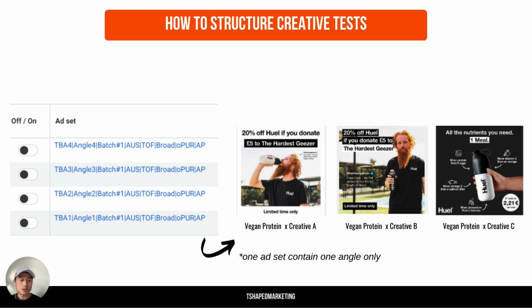Let's say I am advertising for a supplement company. I would create 4 ad sets as a batch. I call that batch one. They go live at the same time. They end the test at roughly the same time. So the environment is pretty much similar.